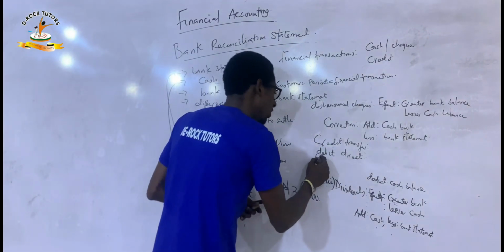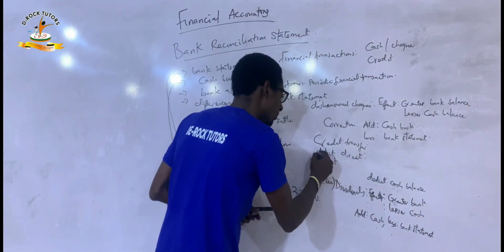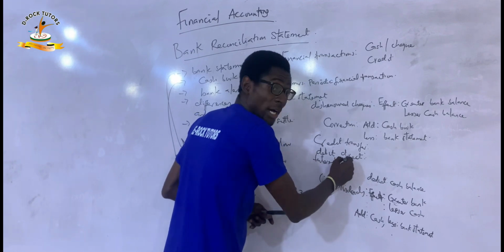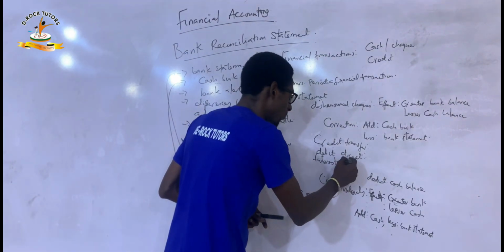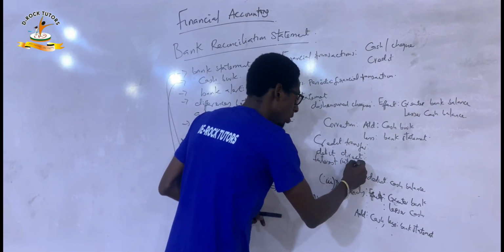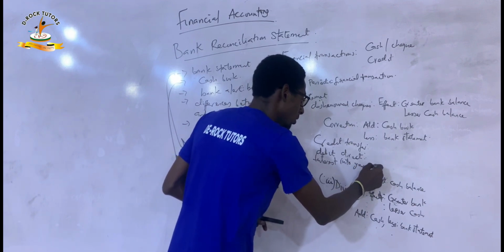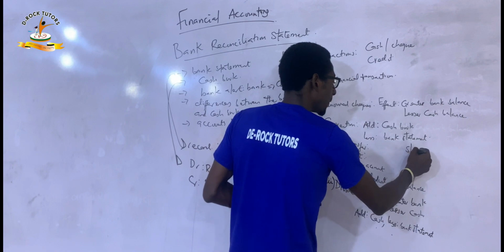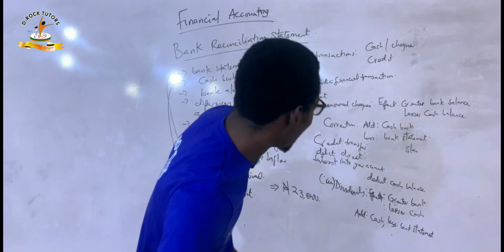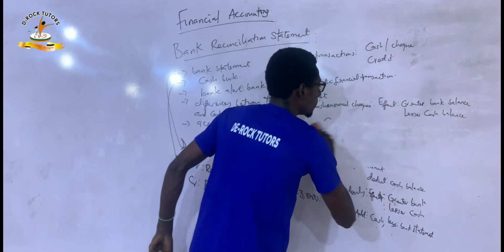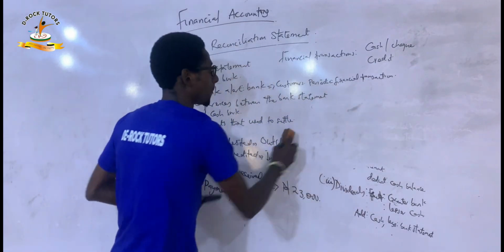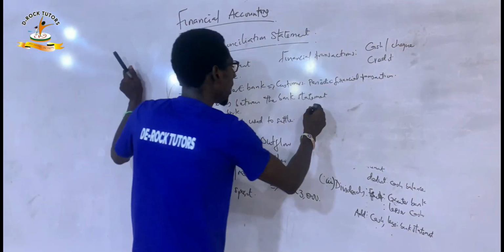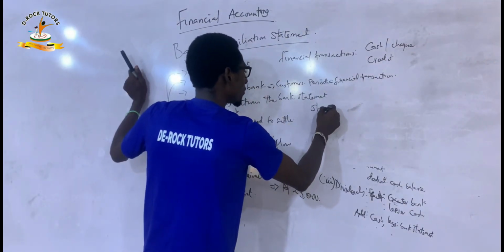Another thing is interest. When interest is paid into your account without your notification. Another one that we have is standing order. Let me clean this for better view. Another that we have is what we call standing order.